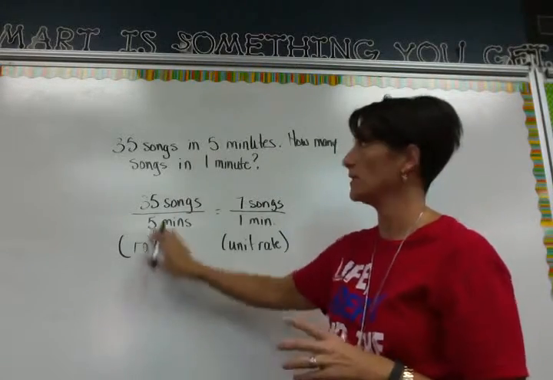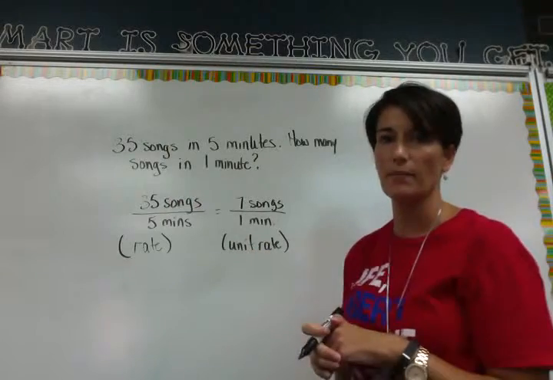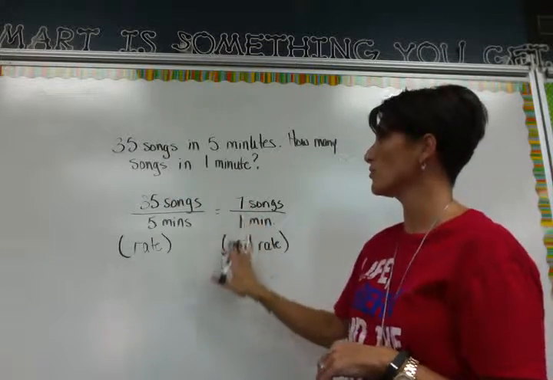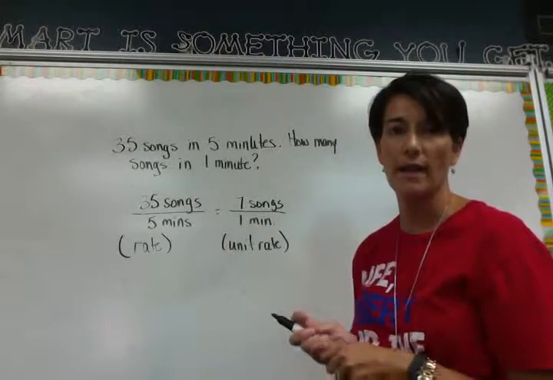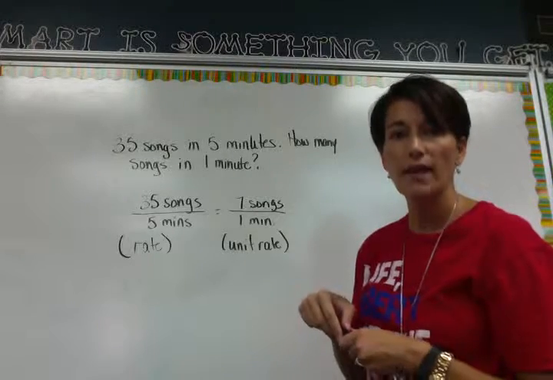A rate is just basically pulling the information and writing it on top of each other. A unit rate is simplifying, so you get 1 as a denominator. So hopefully that helps you out a little bit.